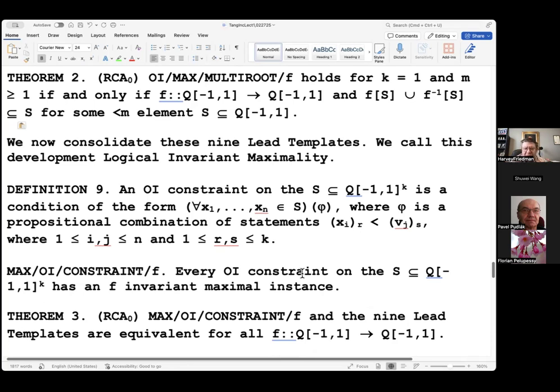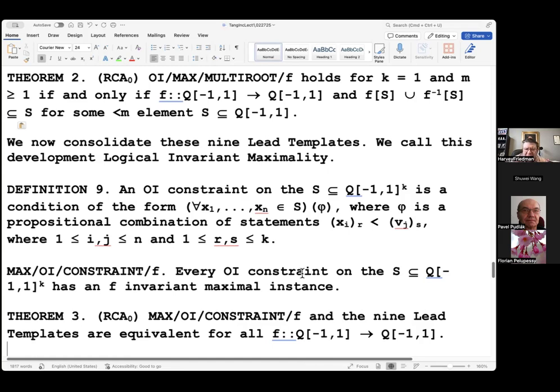An order invariant constraint on the subsets of Q minus 1 to the k is a condition of the form: for every x1 through xn in S, phi, where phi is a propositional combination of statements that the rth coordinate of xi is less than the sth coordinate of xj. You see, these x's are tuples, so I want to pick out the coordinates, where i and j are between 1 and n, and r and s are between 1 and k.